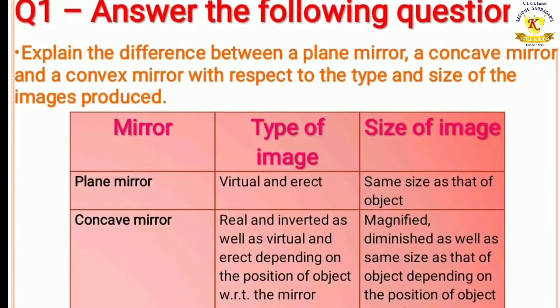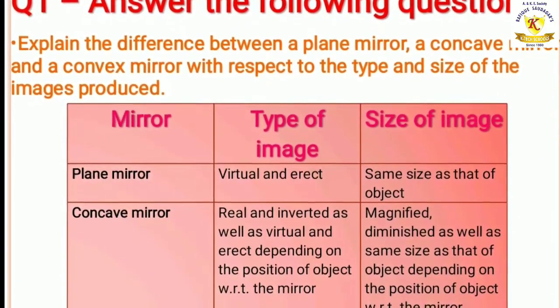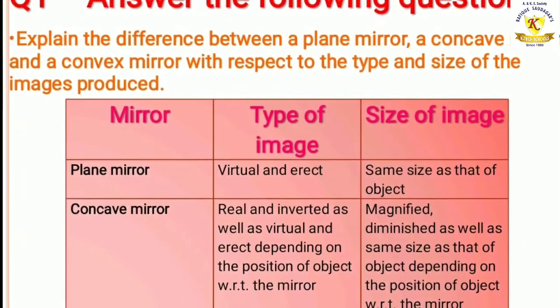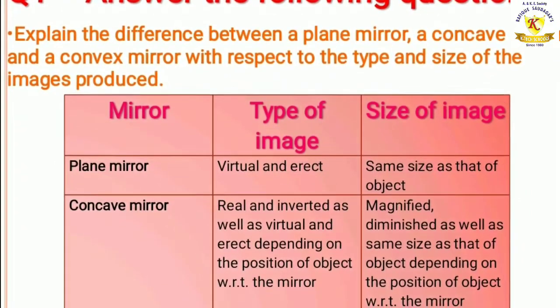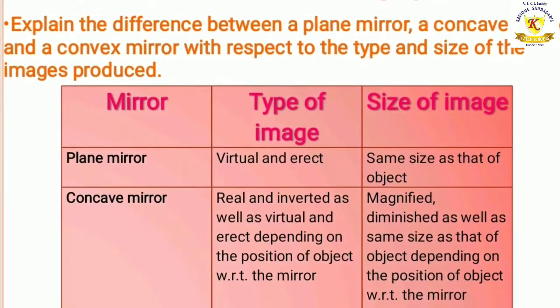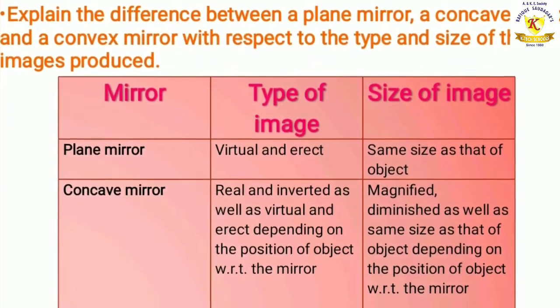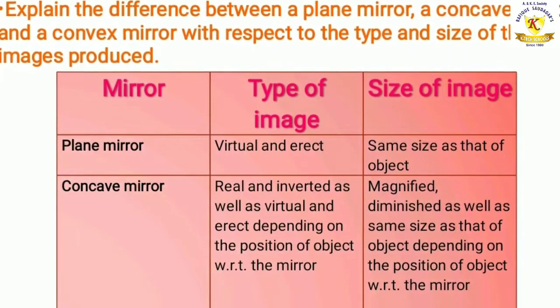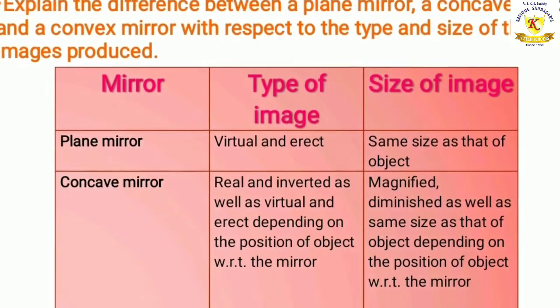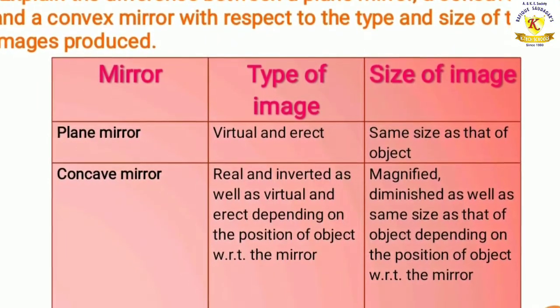Answer the following question. Explain the difference between a plane mirror, a concave mirror, and a convex mirror with respect to the type and size of the image produced. So here we need to make a table. First one is plane mirror. The type of image: virtual and erect, and size: same size as that of the object.